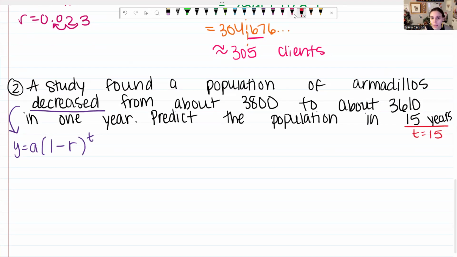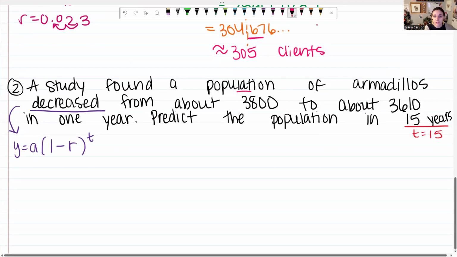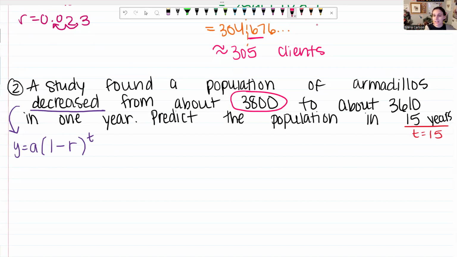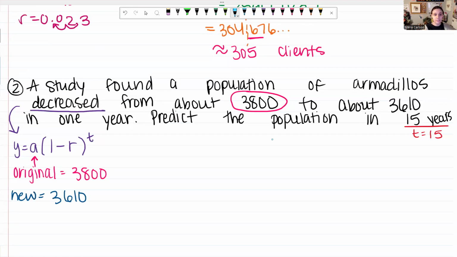And our initial population, it decreased from about 3,800. That was the original population, or the a value. And 1 year later, we now have 3,610. So the new population, if you will, is 3,610. So I'm going to find the percent of decrease here. So the percent decrease, I'm going to find what was the difference between these 2 years.